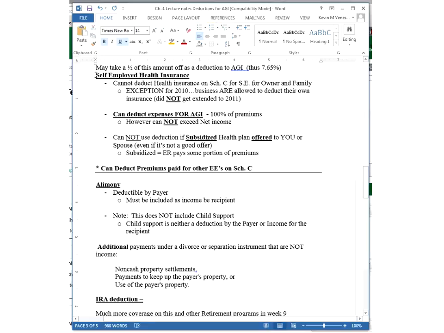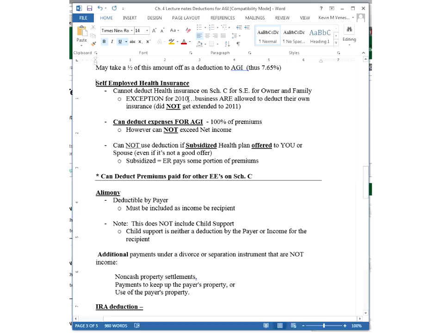One other thing on here is the self-employed health insurance. I wanted to bring that up. Self-employed health insurance, you can only take that as a deduction on the 1040. The bad part is you can't take that on the Schedule C that we're going to talk about when we get to the second half of the semester, business income and expenses.